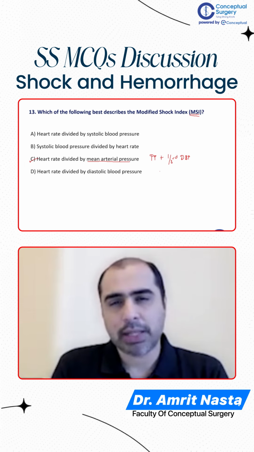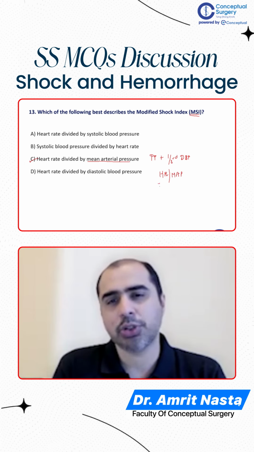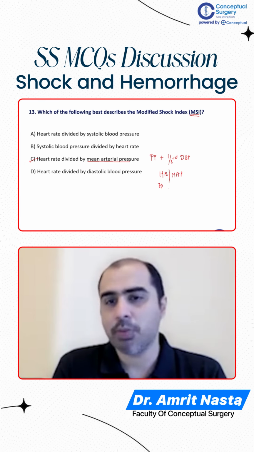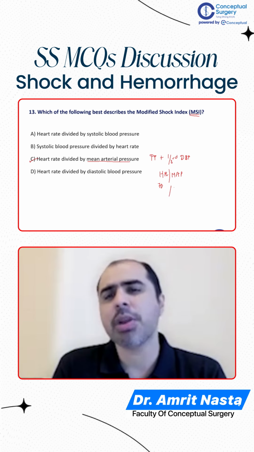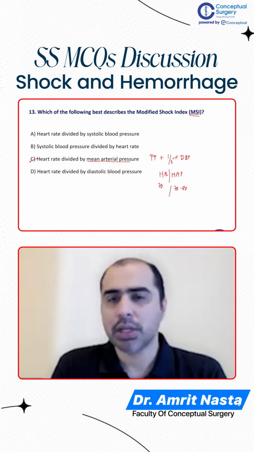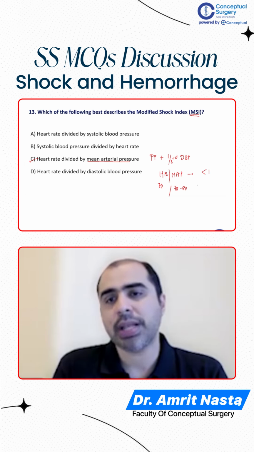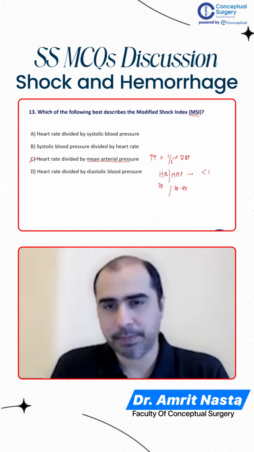So you think of it like this, heart rate upon mean arterial pressure. How much should the heart rate be in a normal person? It should be like 70. How much should be the mean arterial pressure in a normal person? It should be something like 70, 80, 60, 70. So in most of us, the shock or the modified shock index should be less than 1, approximately.